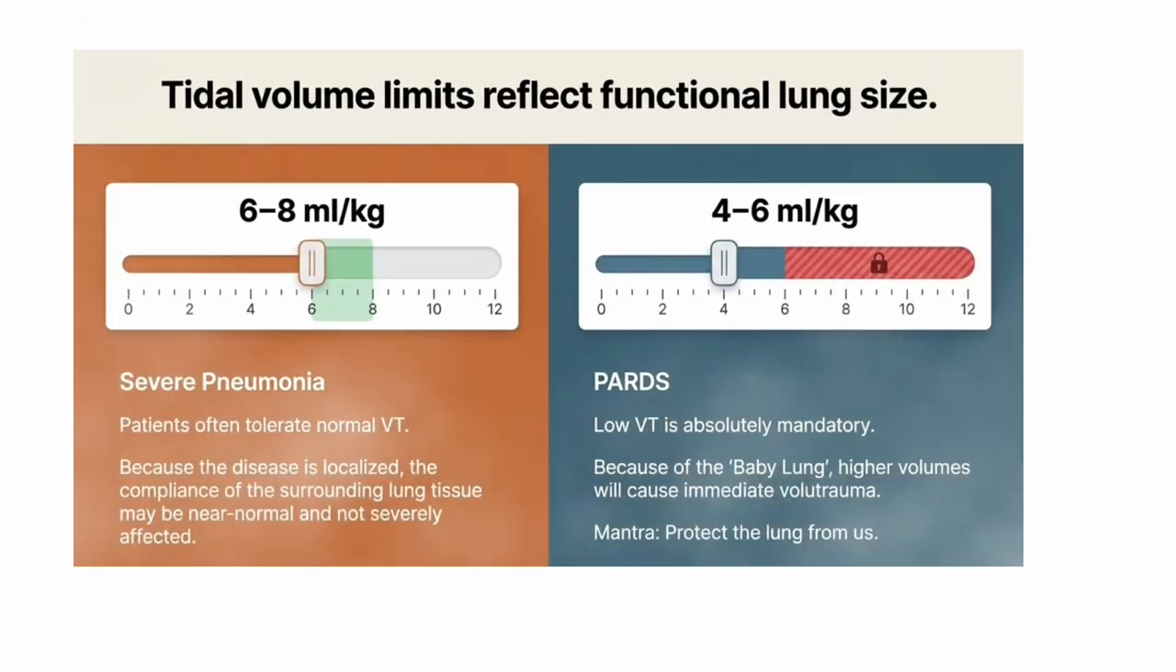We've already seen the physiology. Now the numbers make sense. In pneumonia, 6 to 8 milliliters per kilogram is usually safe. In PARDS, the lung is smaller, so the volume must be smaller. 4 to 6, no more. Not because of guidelines, but because of the lung. Protect it.